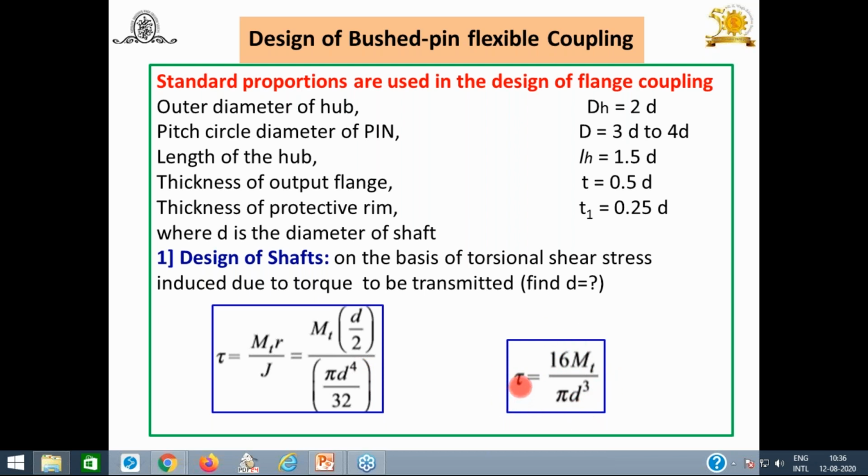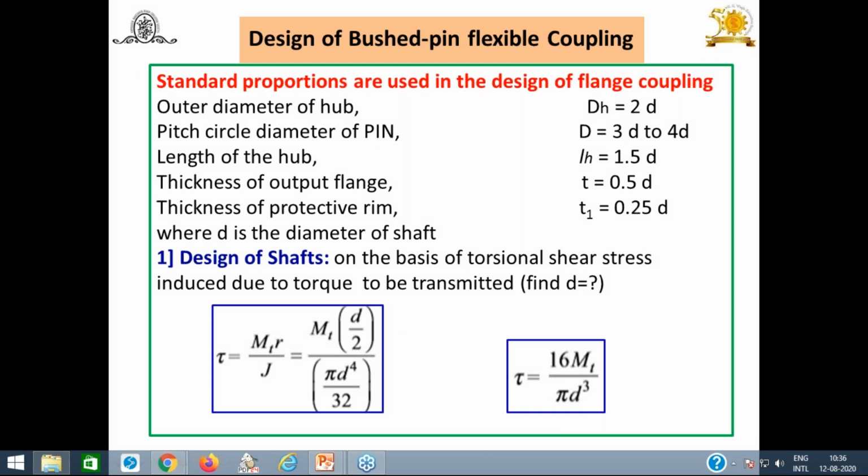Here, what is the material used for the shaft? You can find out tau permissible is equal to 0.5 SYT upon FOS. You can substitute here. MT means torque transmitted. You will get this value from the power transmitted at some RPM. Yesterday we solved such a type of problem. So what you have to do is find out the diameter here: D cube is equal to, or D is equal to. By using this expression, you can easily find out the diameter of the shaft.